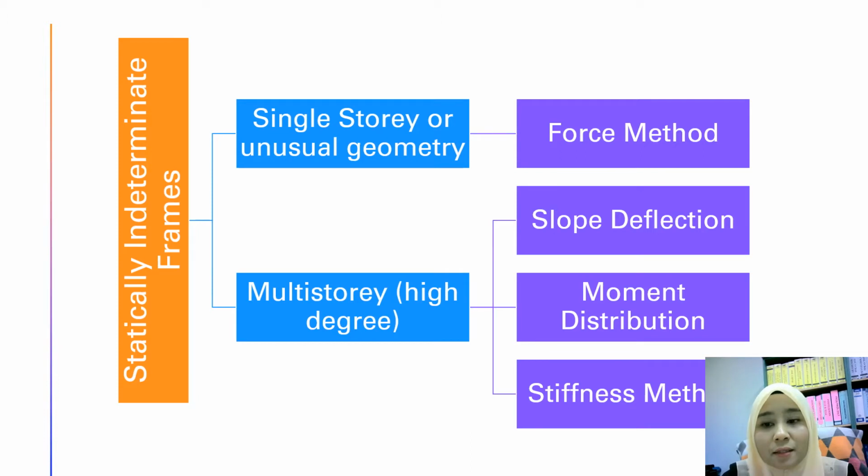Okay, this is the overall view for frames. For a statically indeterminate frame, you have two types, which are single story or unusual geometry, and the second one is multi-story. The force method can be used for single story, and for a high degree of multi-story you can use slope deflection. You can use moment distribution, and also you can use the stiffness method. Stiffness method you will learn later with Dr. Wan Sabki.